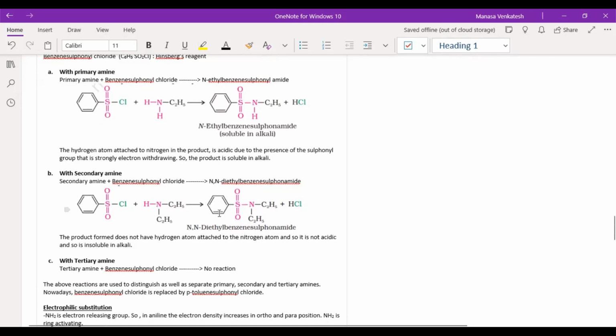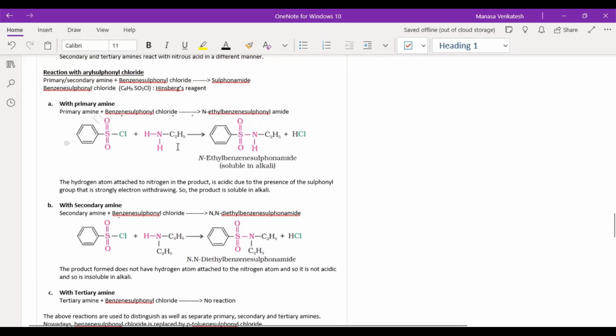So basically, at the para position, you have a toluene group attached to it. So in primary, you have a formation of N-ethyl benzene sulfonamide. And in secondary, you have N,N-diethyl benzene sulfonamide. The difference between these two is the presence of a hydrogen atom here and the absence of it here.